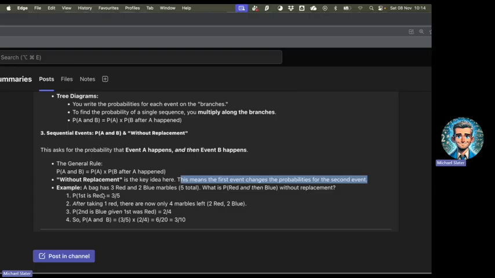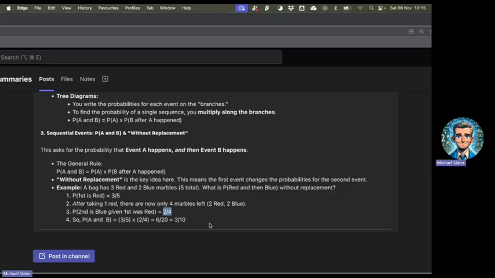But for example, if we have a bag of marbles, the probability of taking out a red marble and then a blue marble without replacement means that when we first take a marble out, we have 3 red out of 5 total. And now we've taken a red one out, which means that there are only 4 marbles left. 2 of them are red and 2 of them are blue. And so the probability now changes.